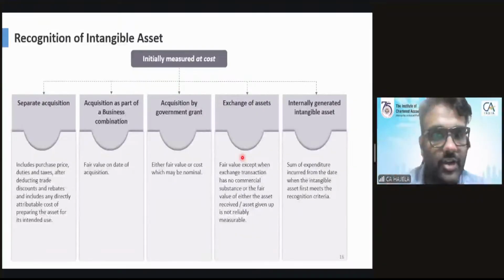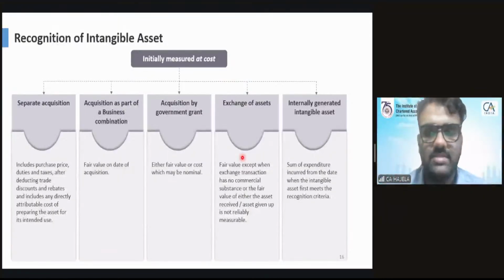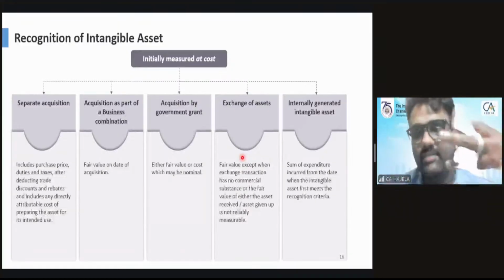Now, how do we figure out fair value? You would be wondering, sir, you told us fair value is the price in the active market or a principal market. But how do we come to know? What if there is no market? That is why standard Ind AS 113 on fair valuation gives us 3 levels.